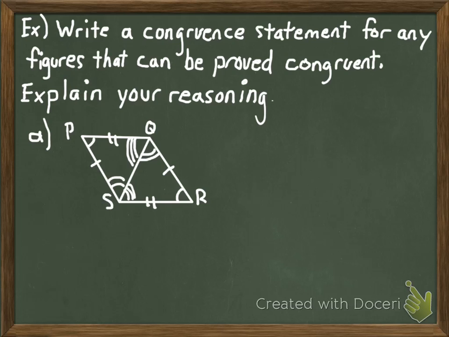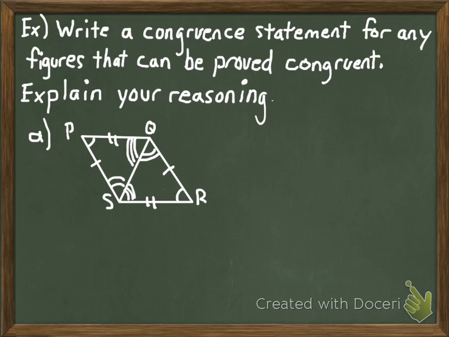But first of all, let's go ahead and determine if we can prove any figures congruent here. Now, you see how this quadrilateral is divided into two triangles by drawing the diagonal. That doesn't have to make two congruent triangles, but in this case, it happens to make two congruent triangles. And how do I know? Well, look, angle P is congruent to angle R. Angle PQS is congruent to angle QSR. And angle PSQ is congruent to angle RQS, right? Meaning that all three pairs of corresponding angles are congruent.